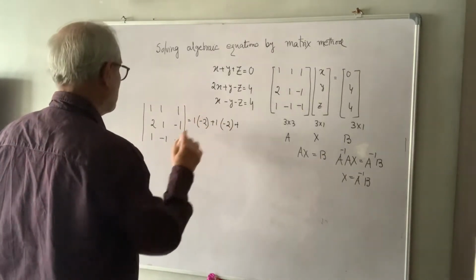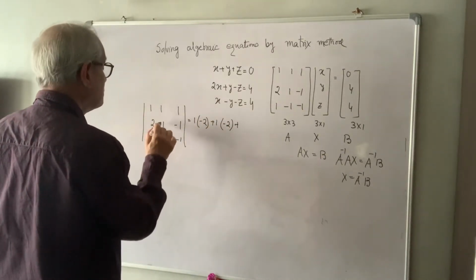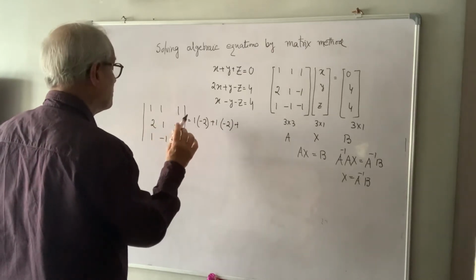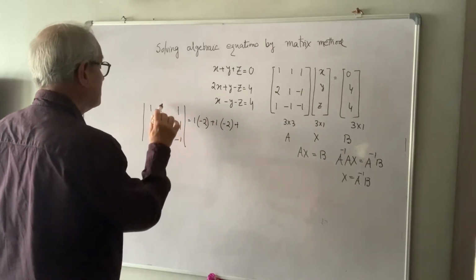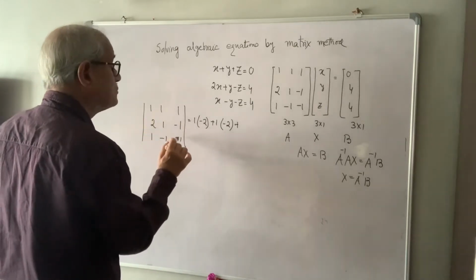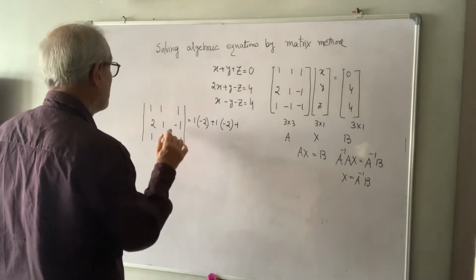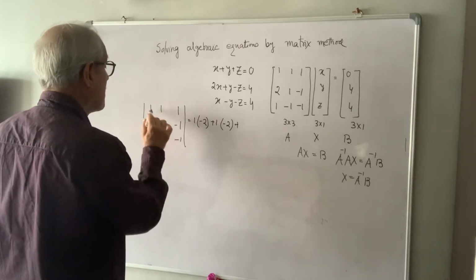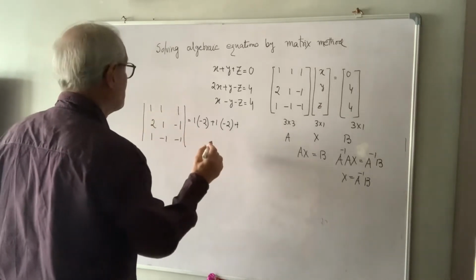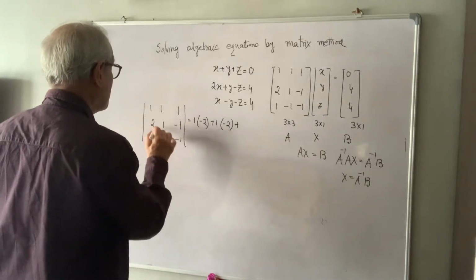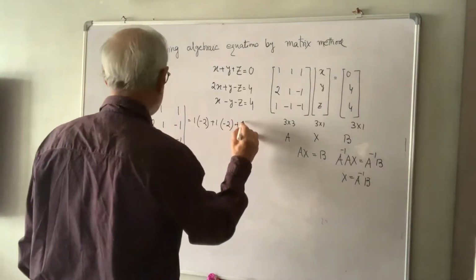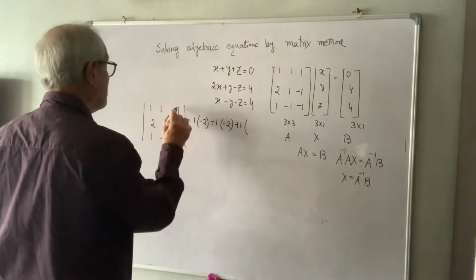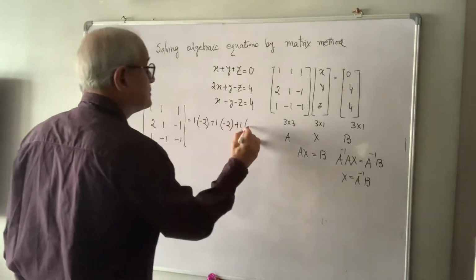Two 1 minus 1, 1 minus 1. This 1 into minus 1, minus 1, minus 2. Then this element minus 2. Minus 1, minus 2. And this element minus 2, minus 1, that is minus 3. 1 into minus 3.